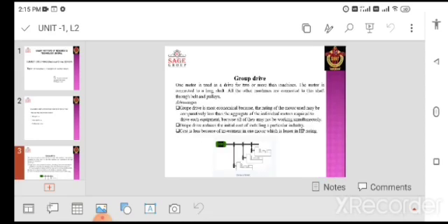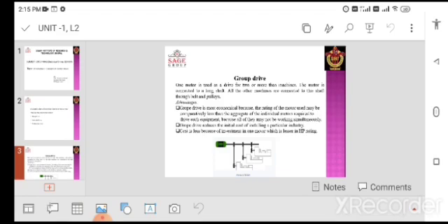First is group drive. Group drive means a drive in which a single electric motor drives a line shaft, by means of which the entire group of working machines may be operated. It is also called the line shaft drive.